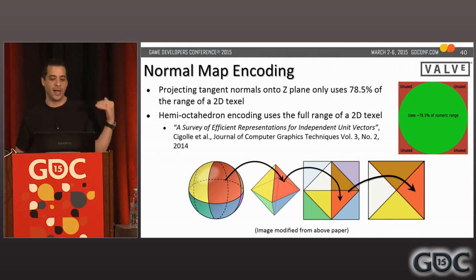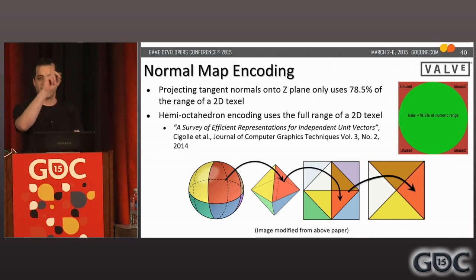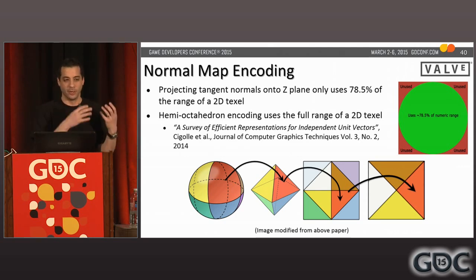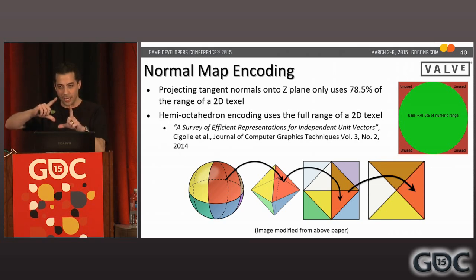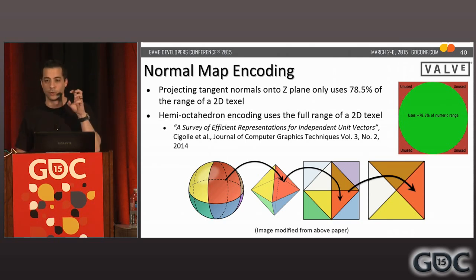Instead, what we're doing is we're using a hemioctahedron encoding, which I got from this paper from the Journal of Computer Graphics Techniques. Read this paper, super interesting. It was just published last year. The idea is that you take all the normals that can be on the surface of a sphere, and you map that onto an octahedron. You unwrap that octahedron into a 0 to 1 texture space, and then that center diamond actually maps to the top half of the octahedron, which is exactly what we want, which maps to the top half of that sphere. Rotate and scale that out to fill the 0 to 1 range.